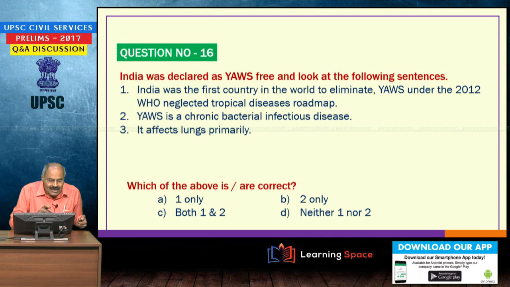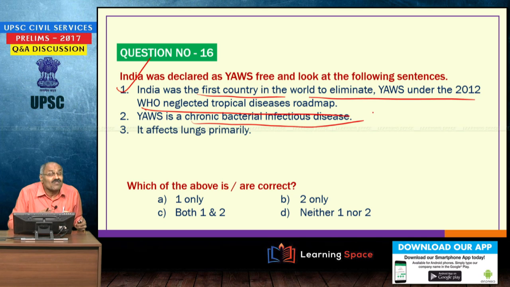Please look into this. India was the first country in the world to eliminate it under the 2012 WHO neglected tropical diseases roadmap. Absolutely correct. It is a chronic bacterial infectious disease. This is also correct. It is a bacterial disease and it affects the skin, not lungs. So, the third one is wrong. So, 1 and 2 correct.